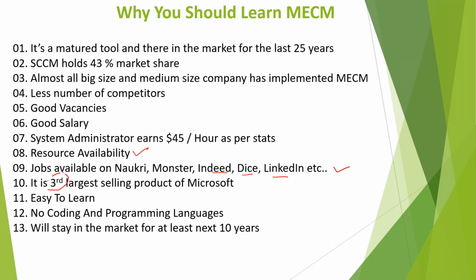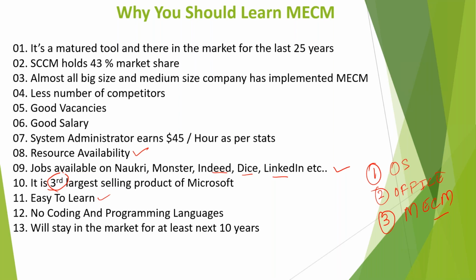It is the third largest selling product of Microsoft. Microsoft is selling, at number one, operating systems like Windows 10, Windows 11, Windows Server. Then second, they are selling Office, Microsoft Office or Office 365. And then they are selling MECM or SCCM. So this is the third largest selling product of Microsoft.